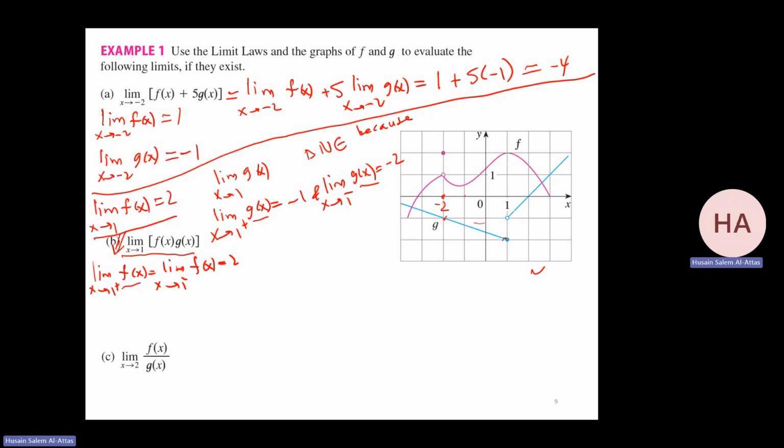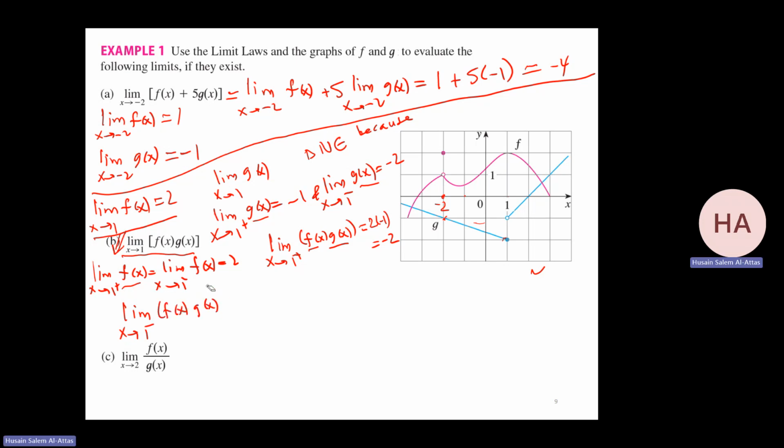So I'll do it from right and left. So limit as x goes to 1 from the right. Notice this limit exists from the right, so I can distribute the limit from the right only. So that will be what? From the right, I have f is 2 and g is minus 1. So it will be 2 times minus 1, which is minus 2. Now, what will be the limit as this goes to 1 from the left?